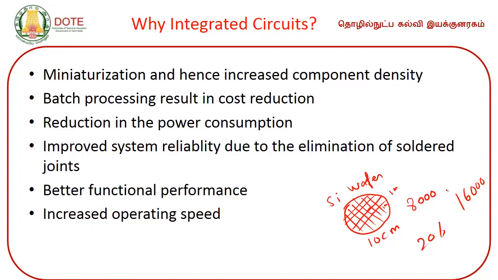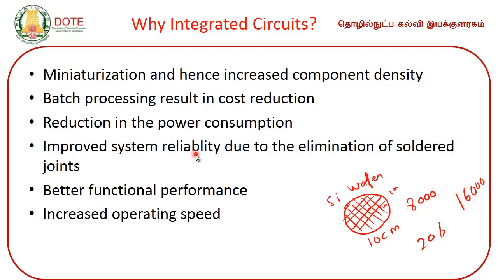If 10 wafers are fabricated, that is 80,000 chips are fabricated, assume that only 20% is good, that means 16,000 ICs are in good condition, let other be fault. So, in a batch we are able to fabricate 16,000 ICs, so obviously the cost is very less. So, the batch processing result in cost reduction. So, when the size is less, obviously power consumption is less, right. Also the system reliability is improved.